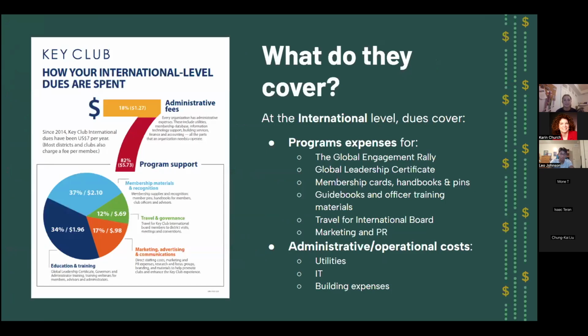So, what do dues cover? On the international level, they cover several program expenses, which are the Global Engagement Rally, Global Leadership Certification, membership cards, handbooks, and pins, guide and officer training material, travel for the international board, marketing and PR. And then they also cover a few administrative and operational costs, such as utilities, IT, and building expenses.